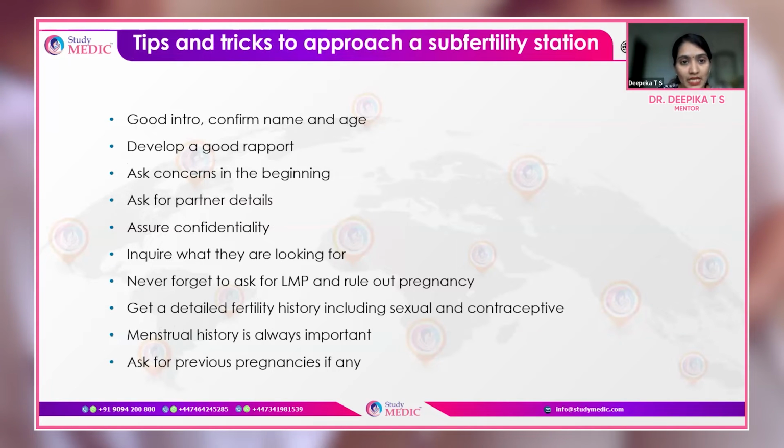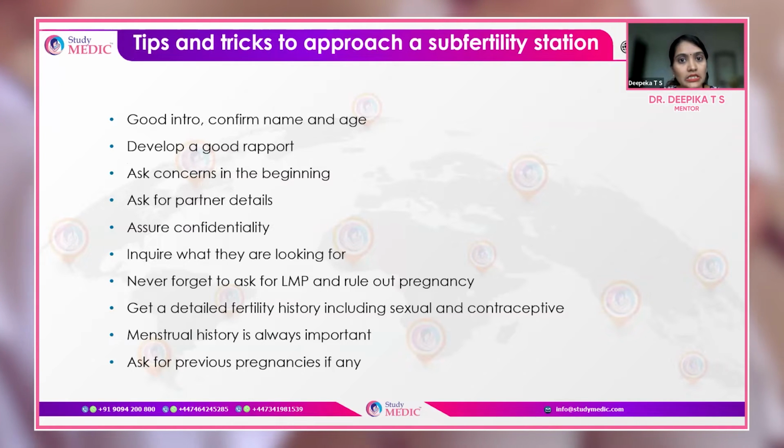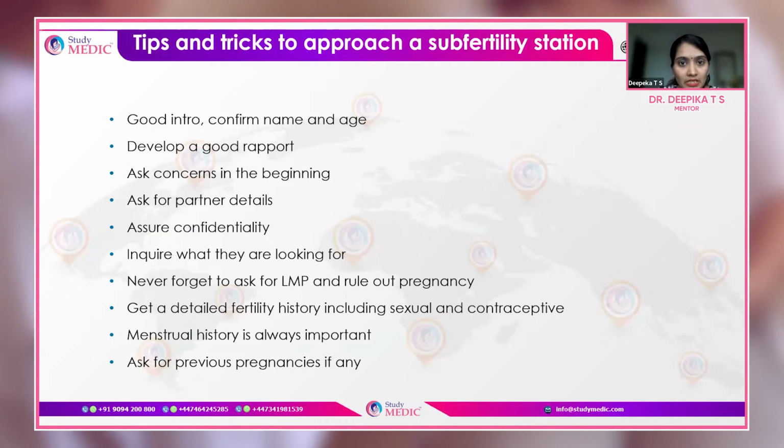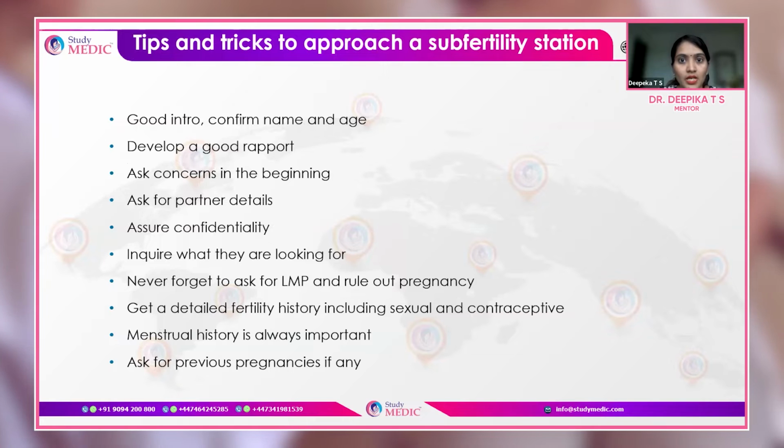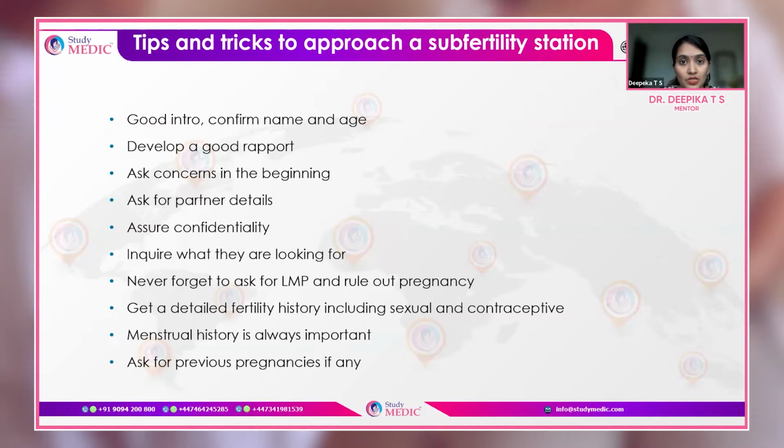So coming to the tips and tricks to approach a subfertility station. In the MRCOG Part 3 examination, subfertility is something different. It is not like a regular station where they come with a complaint, you ask about complaints and other history, then you have to have a diagnosis and then explain the treatment options. Here they may not have a complaint, or they may have multiple complaints, or they may have some hidden agenda. So let's see how to approach the station one by one.